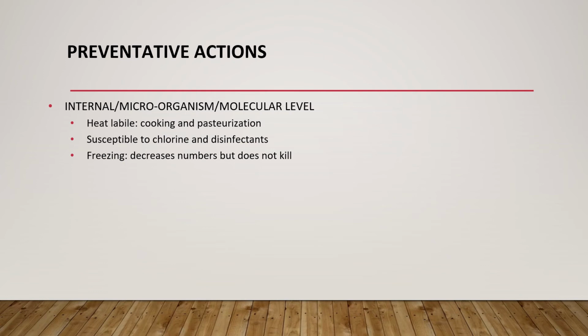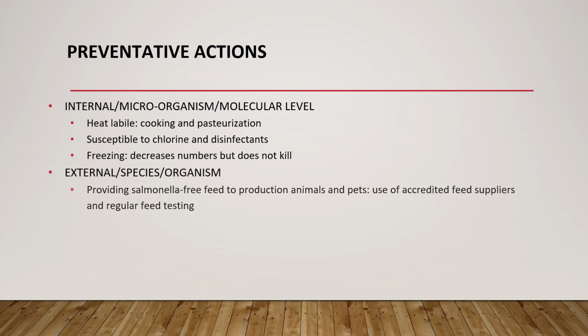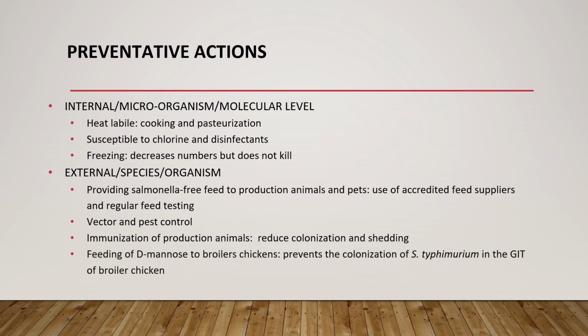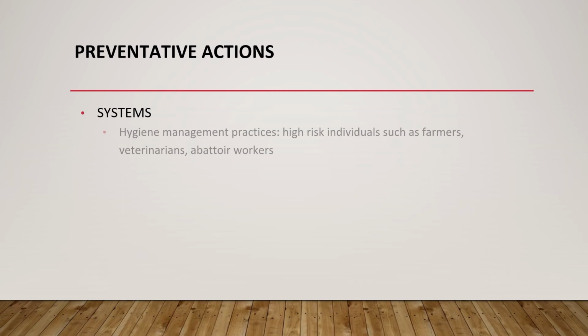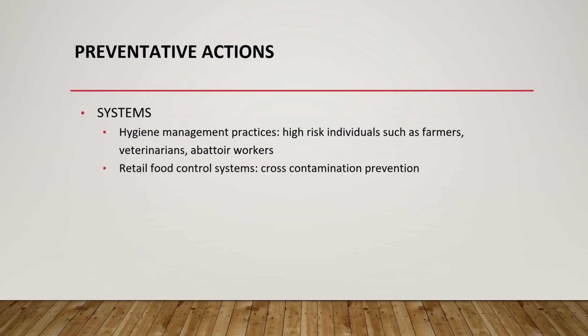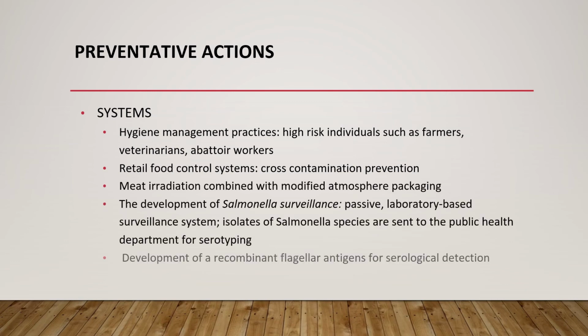On the species level, providing production animals and pets with salmonella-free feed is a preventative measure. Good hygiene management practices are of utmost importance, especially in high-risk individuals such as farmers, veterinarians, and abattoir workers. In retail, food control systems are put in place to prevent cross-contamination. With processing, practices such as meat irradiation combined with modified atmosphere packaging have been employed to prevent salmonella contamination.